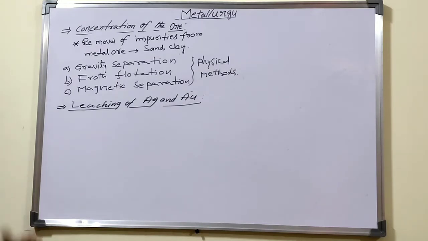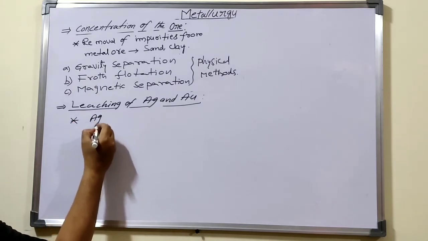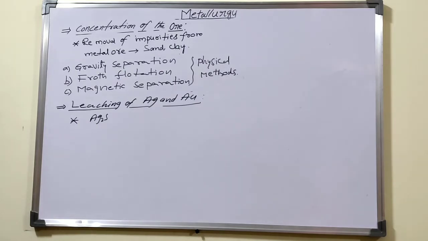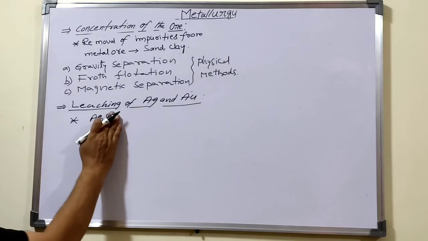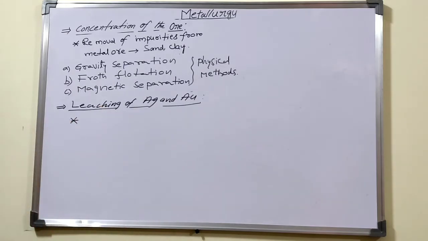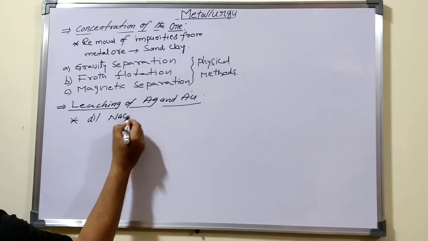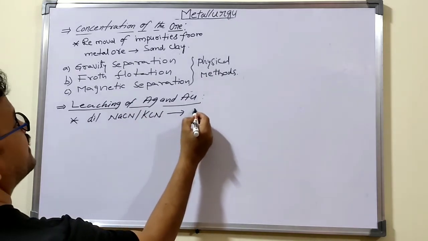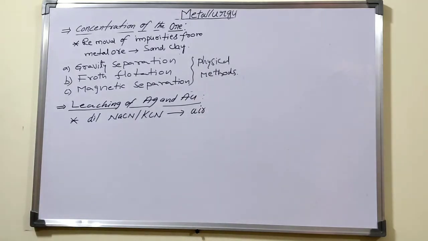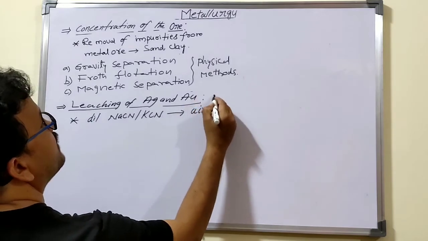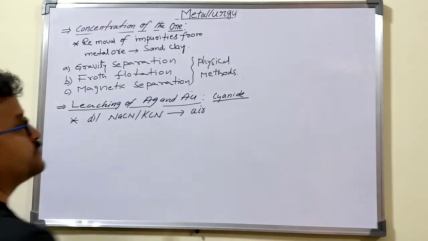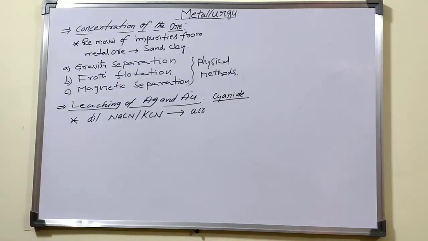Here the ore is treated, silver ore or gold ore. For example, if you need silver ore, Ag2S, argentite, is a silver ore. This is treated with dilute sodium cyanide or potassium cyanide in the presence of air. Then we are getting the respective concentrated ore. Here we are using cyanides, that's why we are calling it the cyanide process.